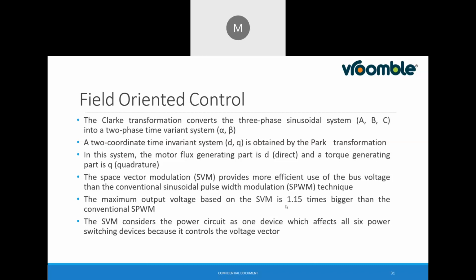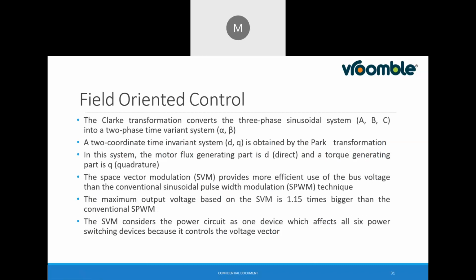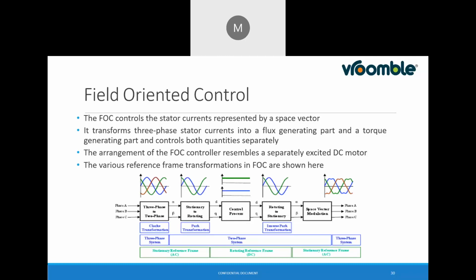So if you can see the diagram, yeah, sorry, I guess we skipped this slide.